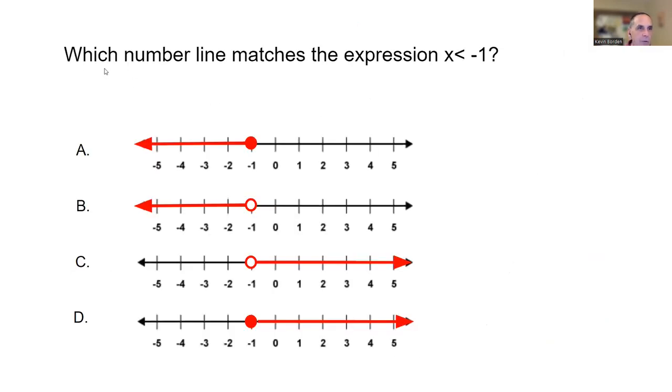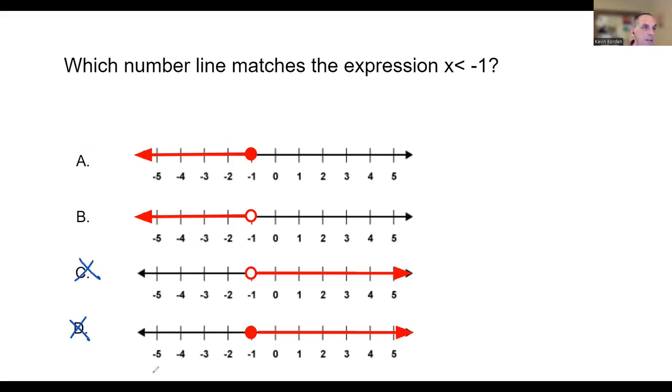All right, hopefully that was a good overview of those symbols. Let's go through just a few examples here. Which number line matches the expression X, this symbol, means less than -1. So we know we're talking about -1, and we'll notice that all of our circles here are at -1. So that doesn't eliminate anything. Our symbol is pointed to the left. That eliminates C and D because those arrows are pointing to the right. So we can eliminate C and D.